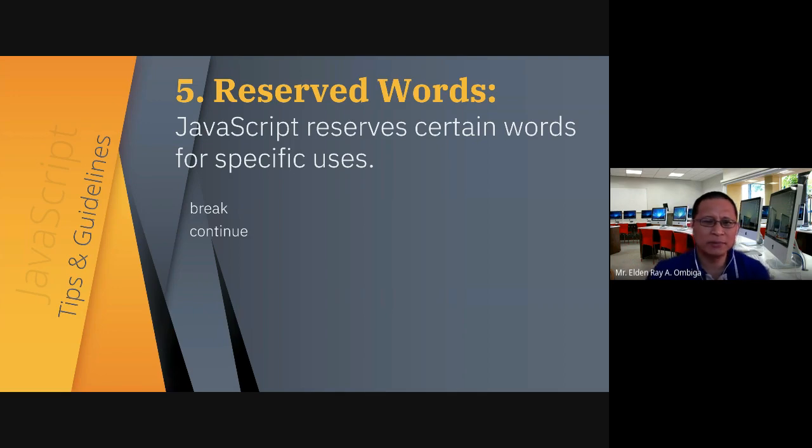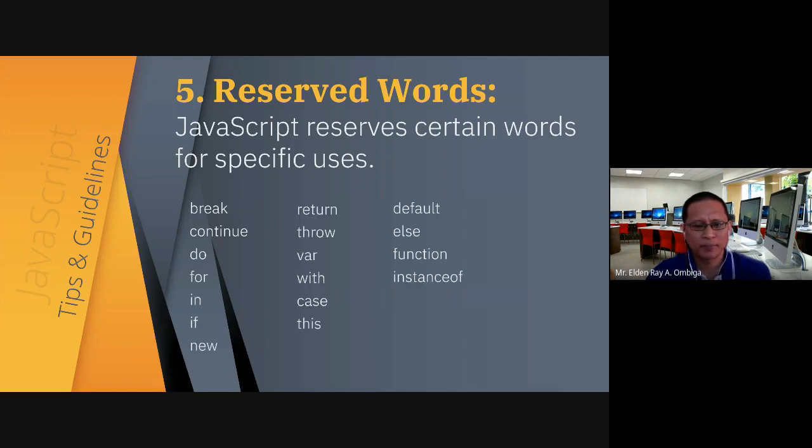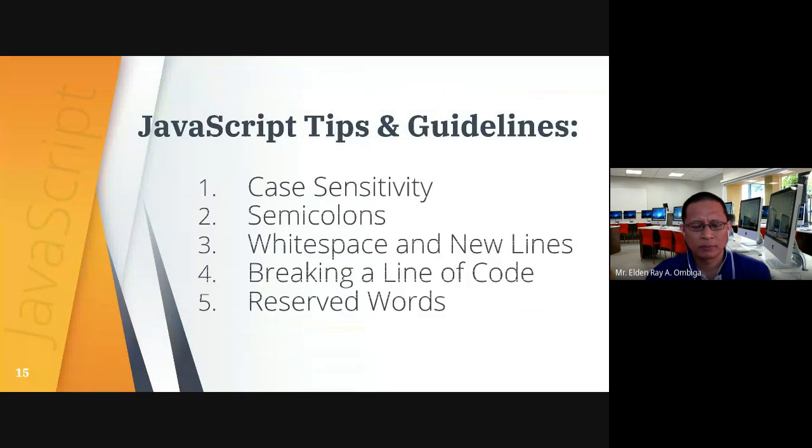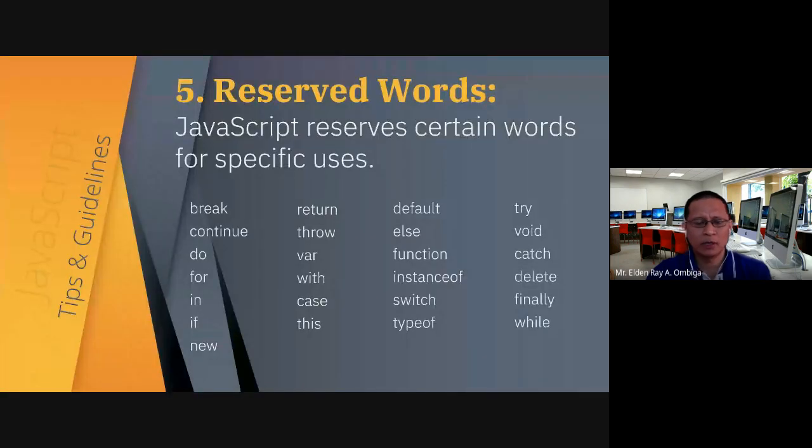So what are these examples? We have break, which is an example of JavaScript code. So do not use that as your variable or your constant or your let, for example. We have continue. There's actually a lot more. Let's take a look at all of them. Okay, all of these are reserved words in JavaScript.